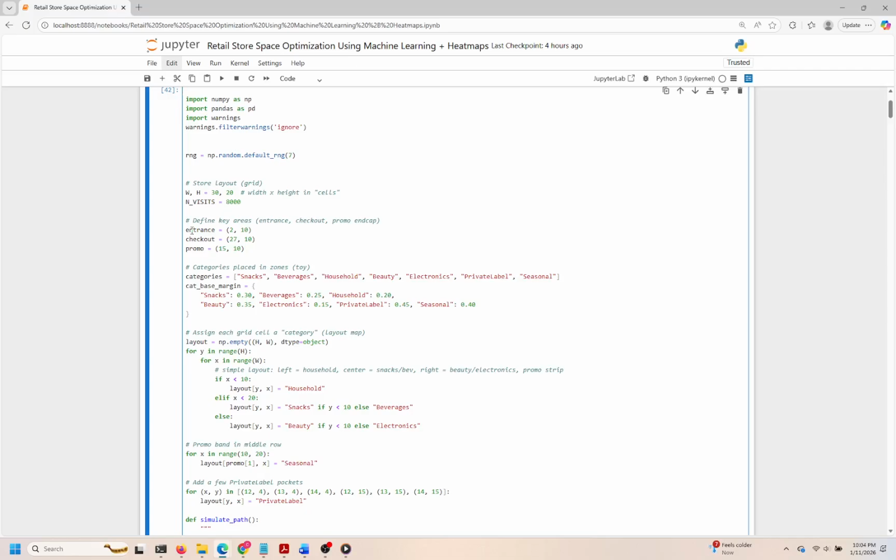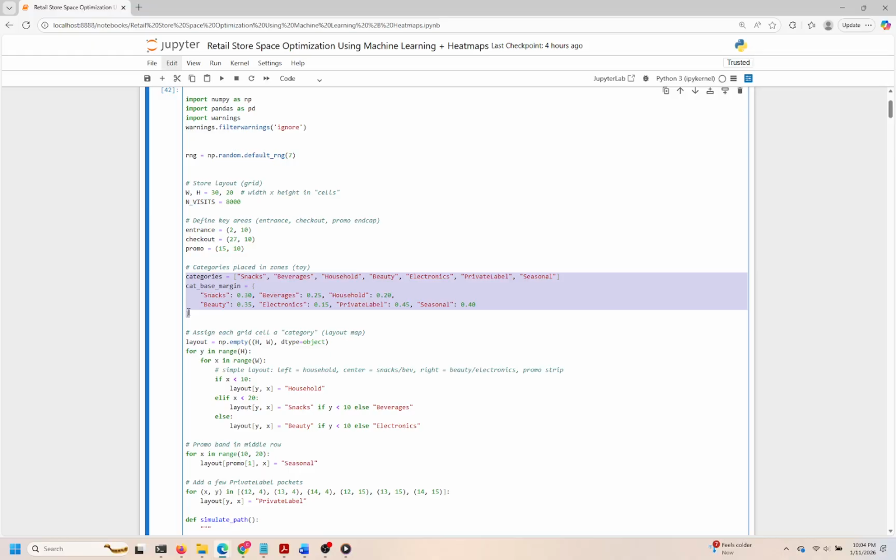First, we start by defining a grid layout of the store with distinct sections like snacks, beverages, and a promotional area. This layout plays a vital role in guiding the simulated shopping paths. Each category has a specific margin associated with it, which later affects the revenue figures during the simulation. By assigning categories to specific areas within the grid, we create a realistic shopping environment that considers navigation patterns.